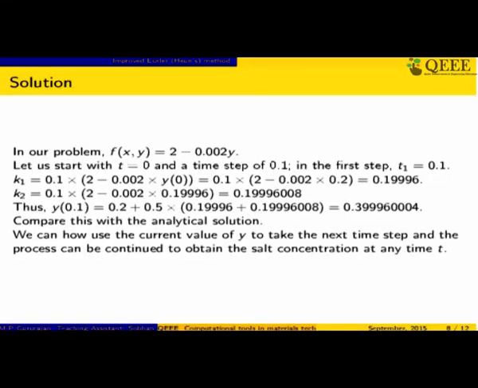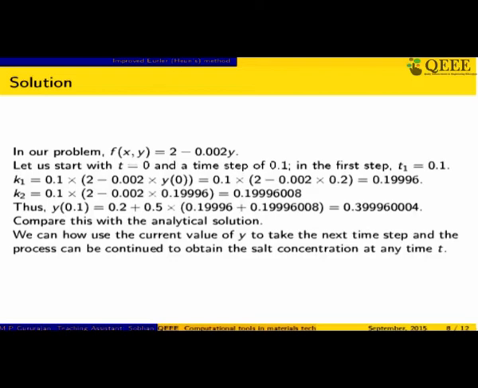So in our problem, f of x comma y is 2 minus 0.002y. At time t equal to 0, let's take a step of 0.1. In the first step t is 0.1, because it is 0 plus 0.1. k1 is nothing but 0.1 times f at x0, y0. x0 is not part of this function, only y0 is. So it is 0.1 times 2 minus 0.002 times y of 0. y of 0 we know is 0.2. So it is 0.1 into 2 minus 0.002 into 0.2, and that is 0.19996.